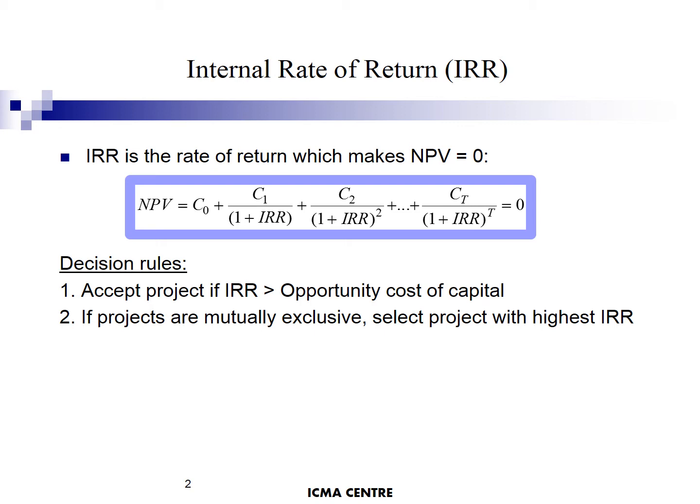If the internal rate of return is greater than the opportunity cost of capital, accept the project. If the internal rate of return is less than the cost of capital, reject the project. These criteria guarantee that the firm will earn at least its required return. Such an outcome should increase the market value of the firm and therefore the wealth of its owner. If projects are mutually exclusive, select the project with the highest internal rate of return.